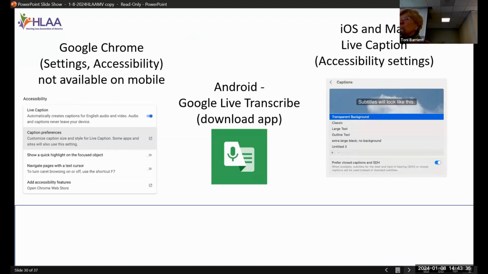Chrome. How many people use a Chrome browser? Okay. Did you know that you can go to accessibility settings and turn on captions so that when you're browsing on your Chrome browser, you can have captions? Yes. And also on iOS and Mac, it looks like they have that as well.